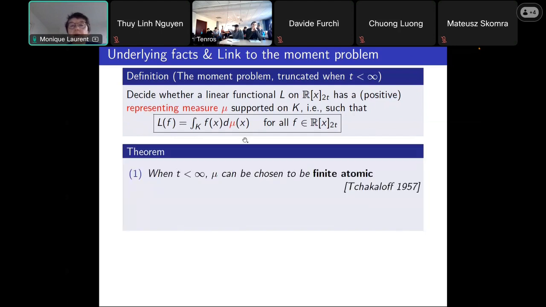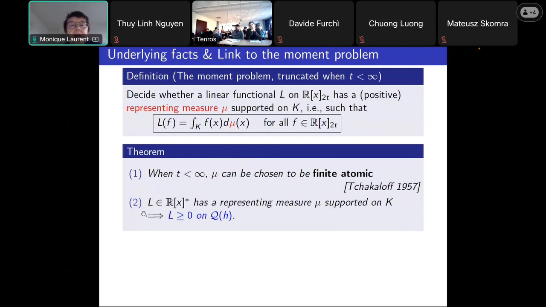A first result, which is good to remember, is that when T is finite, and if L has a representing measure, then actually this representing measure can always be chosen to be finite atomic. That is the result of Tchakaloff. And a second fact, which is an easy condition: if L has a representing measure supported on K, then it should be non-negative on the quadratic module. This is the easy direction.